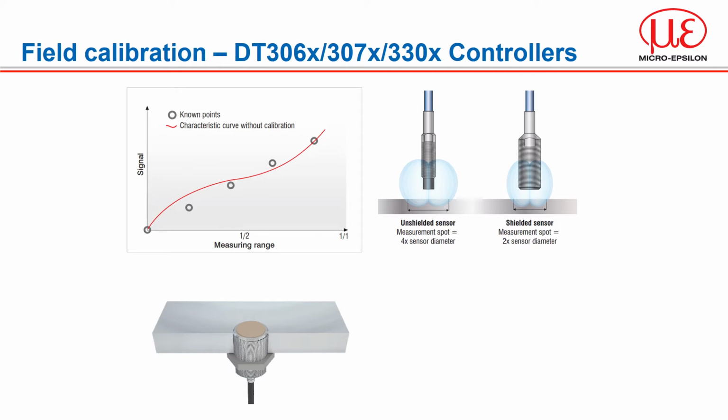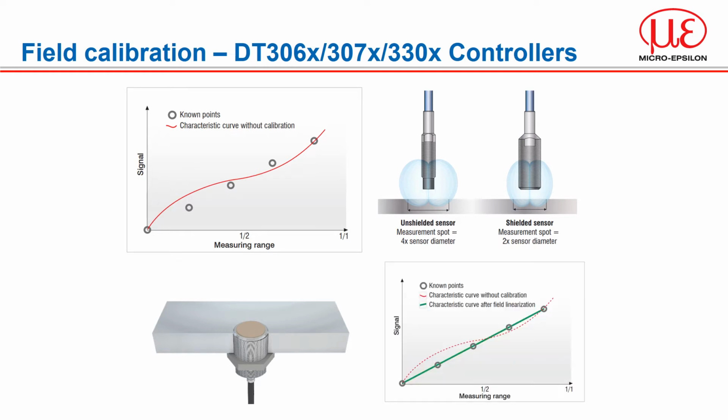When we do a factory calibration, we calibrate against standard targets and store a range of values in the controller across the measurement range. If the installation differs from our setup, then some deviation can be expected from the ideal measurement. When using our DT3060 or 3070 controllers or our 3300 controllers, customers have the inbuilt option for field calibration. This allows them to make their own final characterization or linearization of 2, 3 or 5 points over the measurement range to tune the system to your own unique requirements.